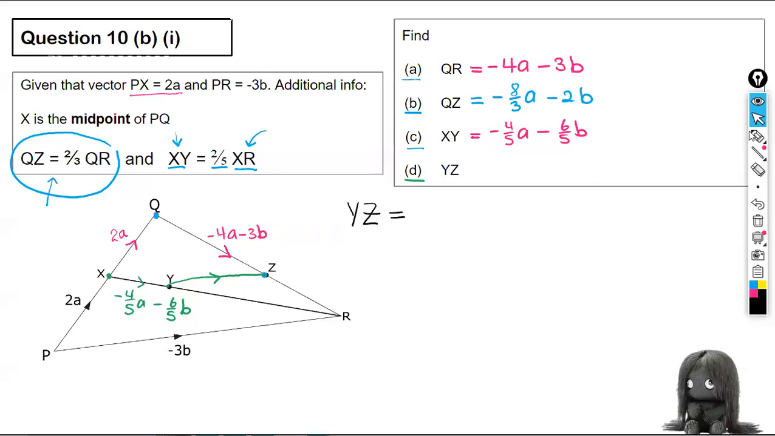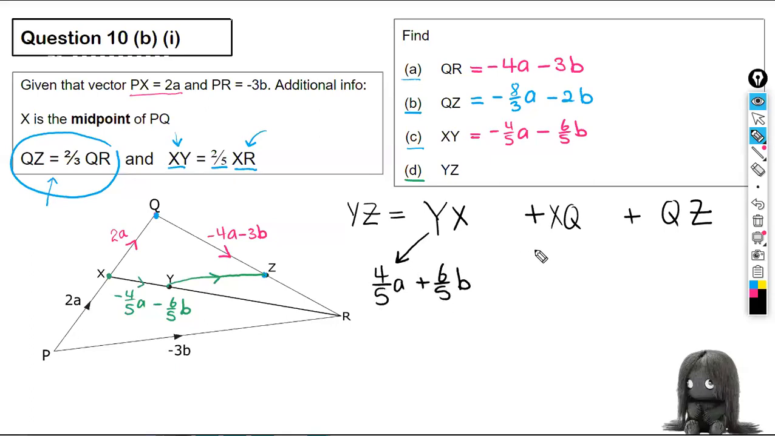Remember to go from Y to Z. I said we're going to go backwards. So we're going to go from Y to X, X to Q, and then from where? Q to Z. Right? Now we have all of these values in front of us, right? YX, we're going against the arrow. So you see these green values, we have to make them the opposite. So it's positive 4/5 A, positive 6 on 5B.